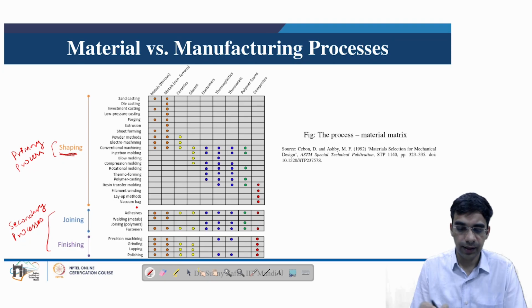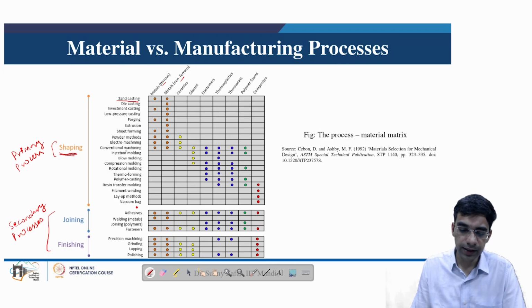So now here what is happening is that certain processes, for example sand casting, are very suitable for metals, and in metals it is very suitable for ferrous and non-ferrous metals. But this process is not suitable for any other class of materials, be it ceramic, glasses, elastomers, thermoplastics and so on. So the circle shown here in the matrix basically highlights the optimum use of the particular manufacturing process with respect to the given material.